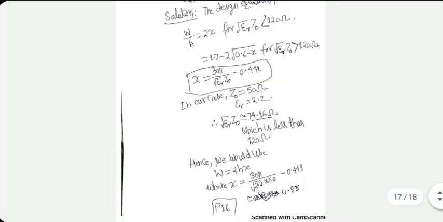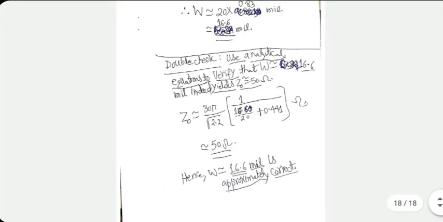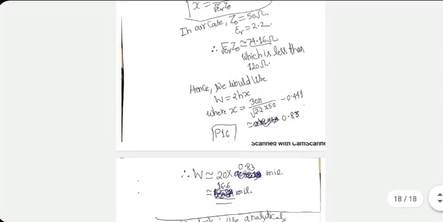And x has to be calculated. This is the formula for x. No need to memorize. These will be available to you somehow. So we calculate x based on what Z naught is given, what epsilon r is given. And I hope there is no mistake in my calculation. I got x equal to 0.83 approximately. I plug it back into W equal to 2hx, where h is 10 mil. I get W required: 2 into 10 into 0.83. W required is 16.6 mil.